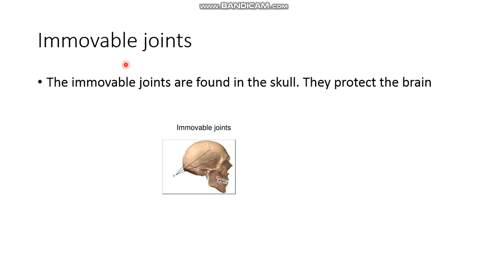Next, immovable joints. Immovable joints are found in the skull. See, our skull is there, no? This part from here to here is immovable. The joints found in the skull are immovable. They protect the brain. Okay, students.